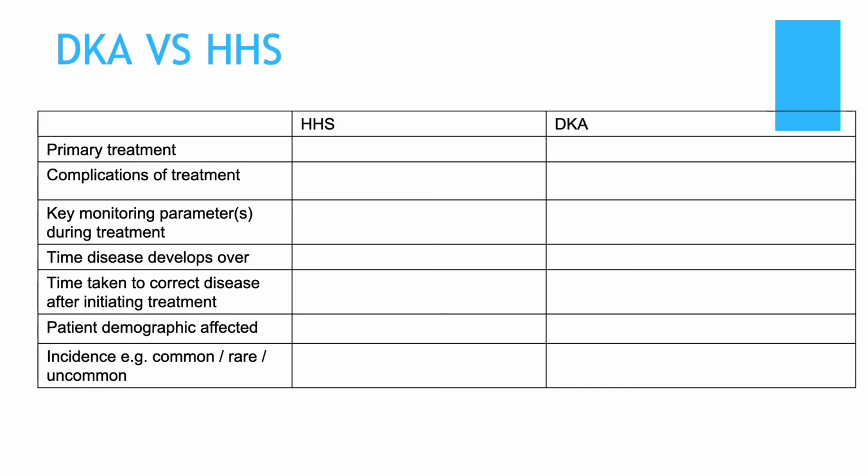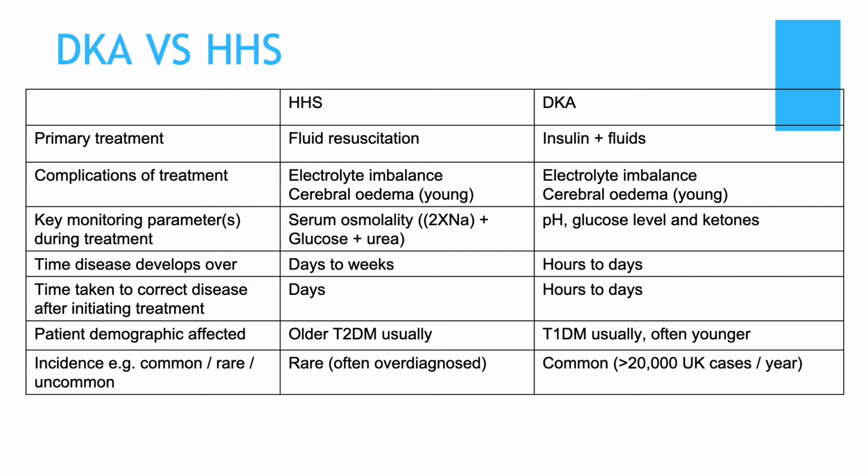So it's important to understand the difference between DKA and HHS. We've covered most of these, but just to reiterate, the primary treatment in both is very different. In HHS, we're focusing on fluid resuscitation, whereas in DKA, we need to immediately give fluids as well as insulin. The complications are the same in both, so electrolyte imbalance and cerebral edema, particularly in the younger patient.